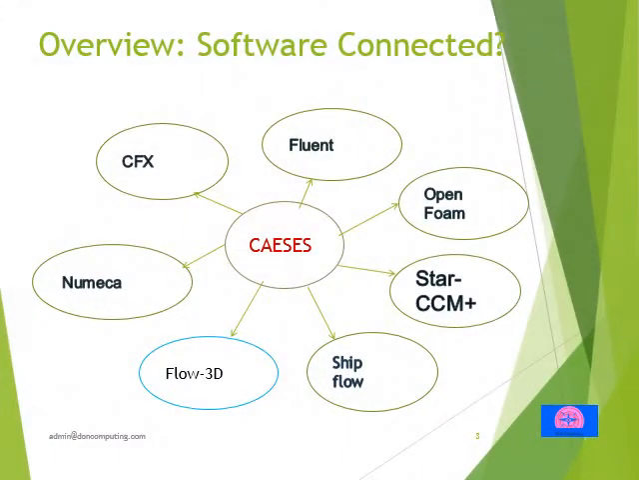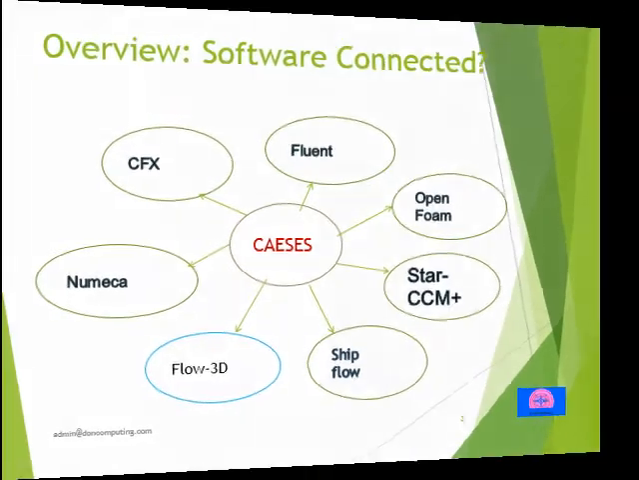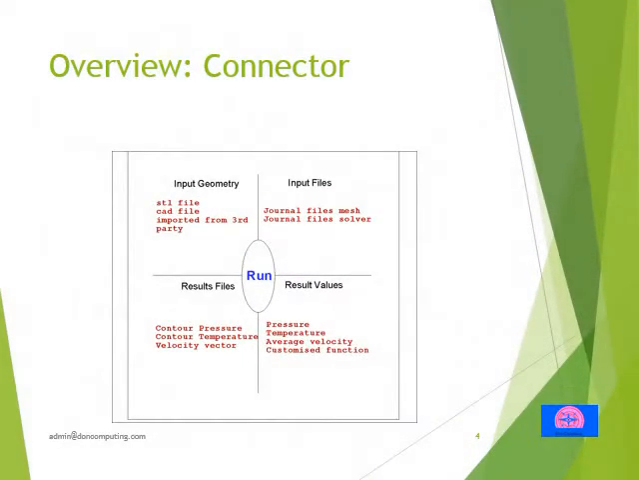We have connected this automation with many commercial or open source codes. Today we talk about only Caeses Fluent automation. When you open this automation software, you will see 4 blocks. You need to fill these up. Basically drag and drop and then press the Run button. We explain more in the later slides.